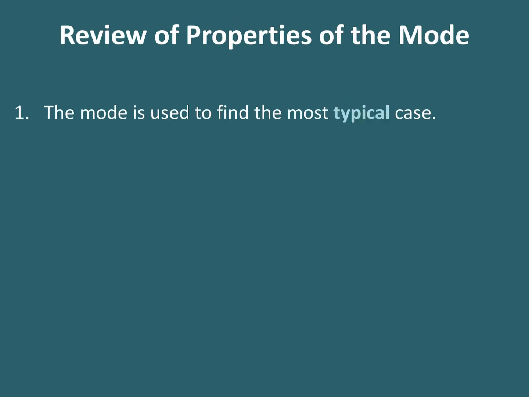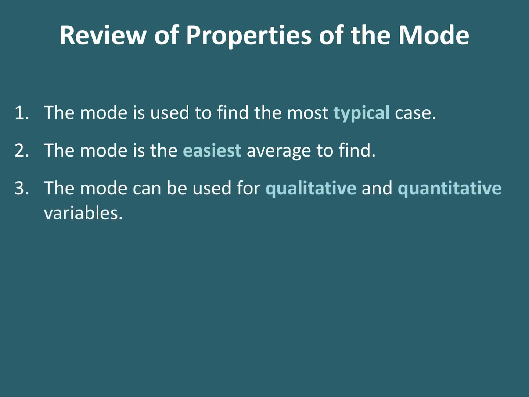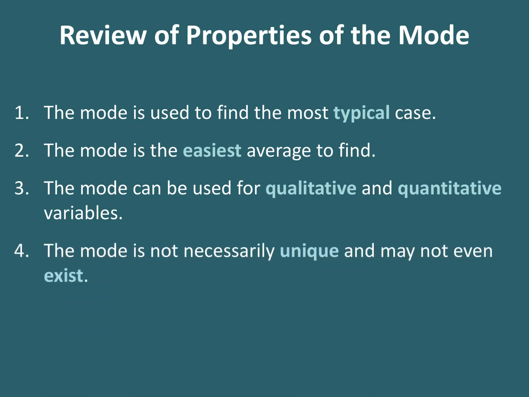Let's review some properties of the mode. The mode is used to find the most typical case. The mode is the easiest average to find. The mode can be used for qualitative and quantitative variables. The mode is not necessarily unique and may not even exist.